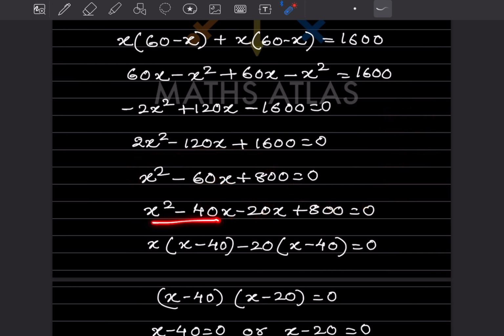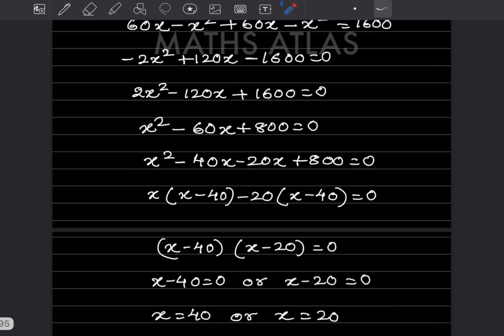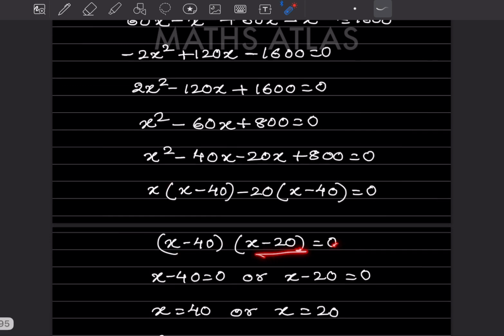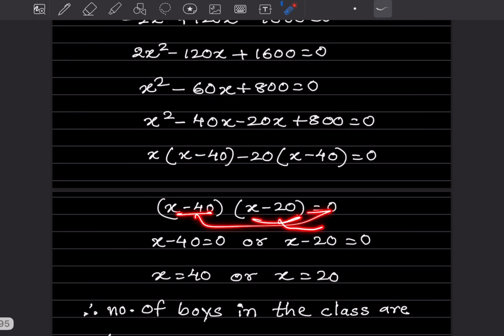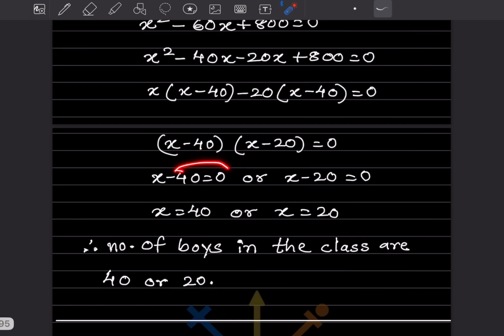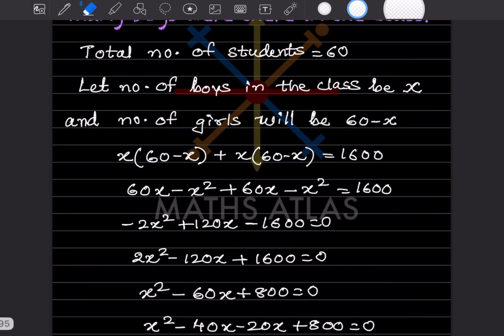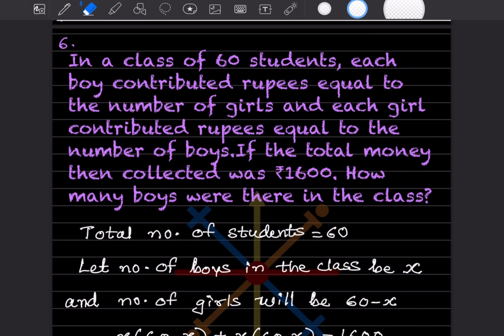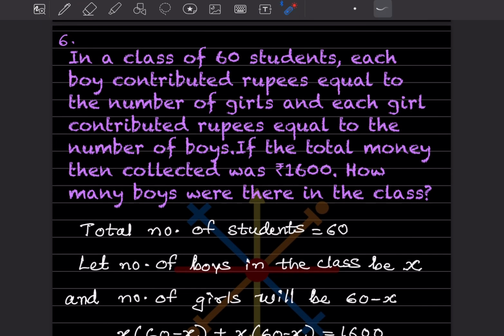Then again we are going to group it. x into x minus 40, and from the other group, with the same sign, we can take 20 common: x minus 40 is equal to 0. So this should be taken once, and this will go in the other bracket. So this will be equal to 0. So x minus 40 is equal to 0, and x minus 20 is equal to 0. So x will be 40 or 20. So the number of boys in the class can be either 40 or 20. They have asked how many boys are there in the class.